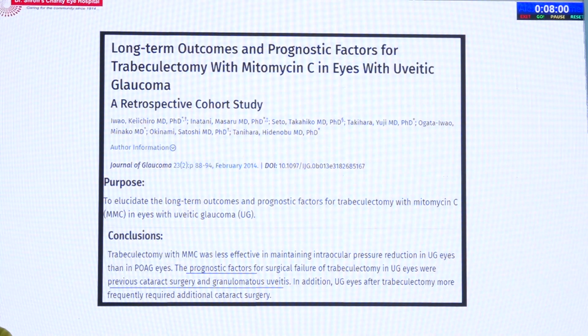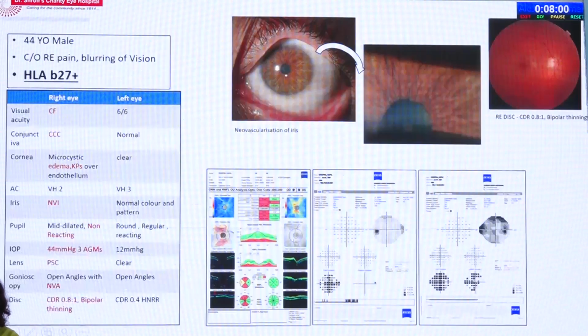Yeah, sure, ma'am. Prognostic factors for failure of a trab include previous cataract surgery and granulomatous uveitis.